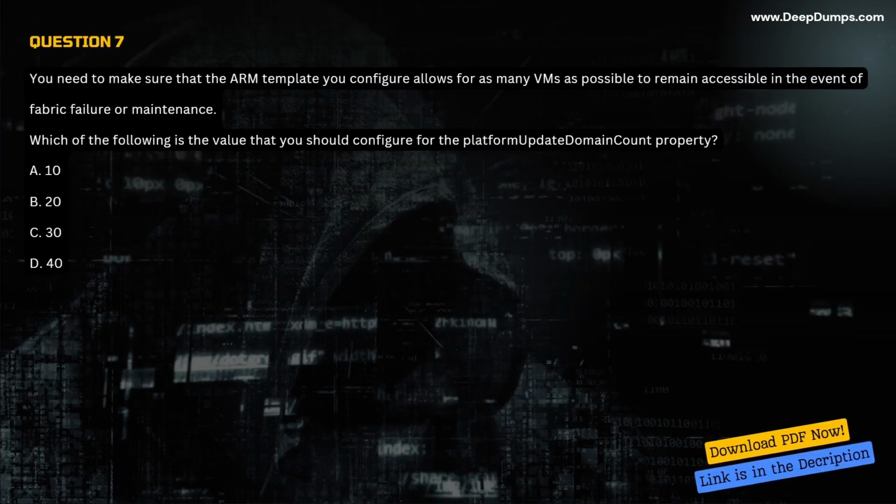Question 7. You need to make sure that the ARM template you configure allows for as many VMs as possible to remain accessible in the event of fabric failure or maintenance. Which of the following is the value that you should configure for the platform update domain count property? A. 10. B. 20. C. 30. D. 40. Correct answer is B.